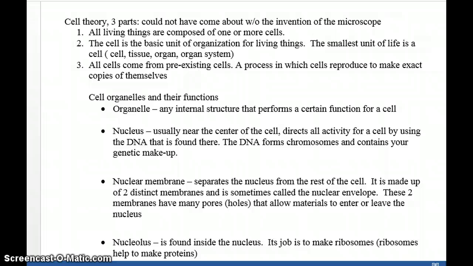The cell theory consists of all living things are composed of 1 or more cells. The cell is the basic organization of living things. In other words, it's the smallest unit of life. All cells come from pre-existing cells, a process in which cells reproduce to make an exact copy of themselves, which is known as mitosis. This is where we are going to stop today with the notes.